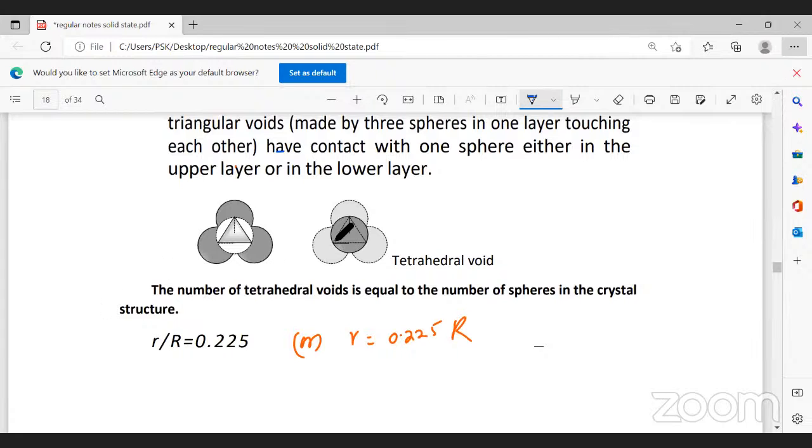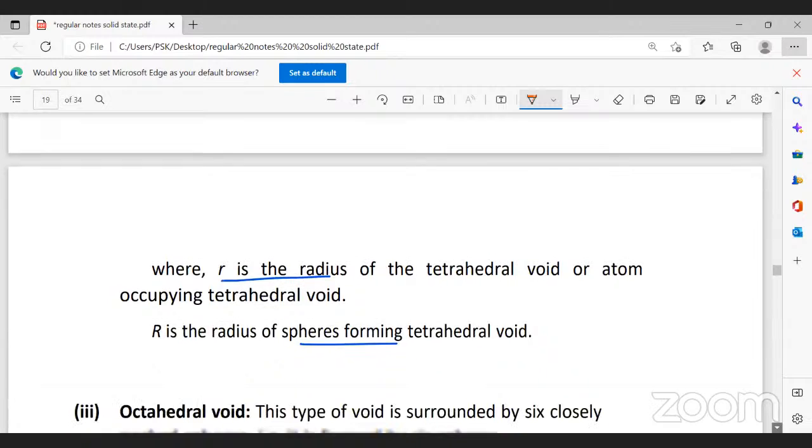Now, there will be a space here. Imagine you are keeping three tennis balls here like this, and one above. When you keep the fourth tennis ball above, what happened? There will be a space here. In that space, the radius is represented as small r. And the radius of the ball itself, the tennis ball or the sphere itself, is given by capital R. Did you understand the difference between small r and capital R now? Yes, sir. You have to visualize and understand this.